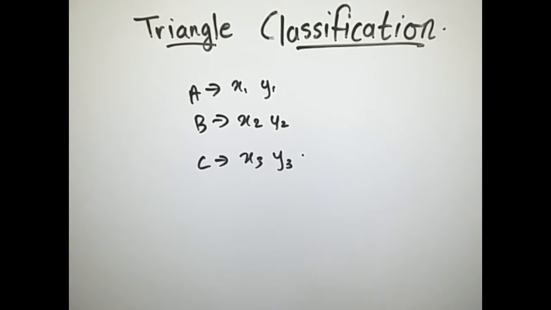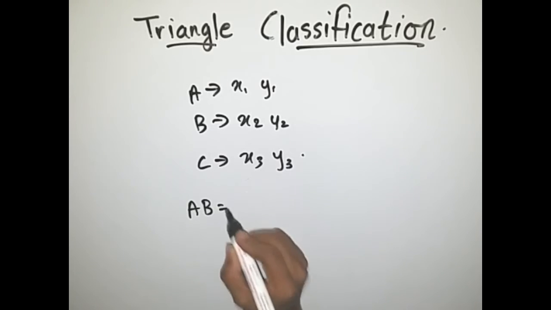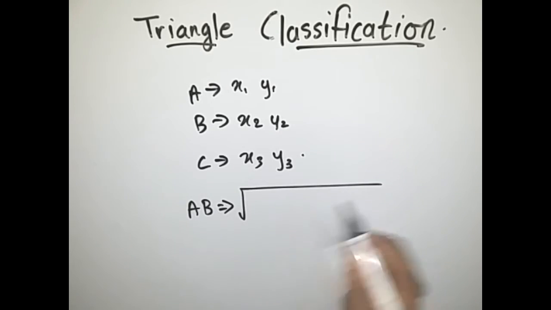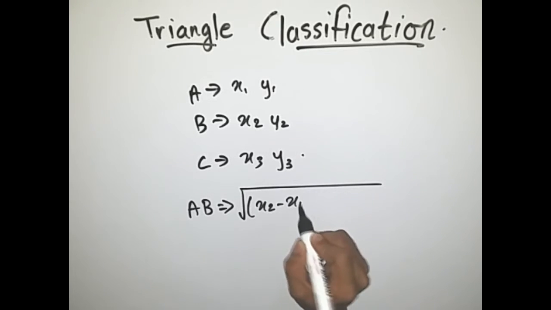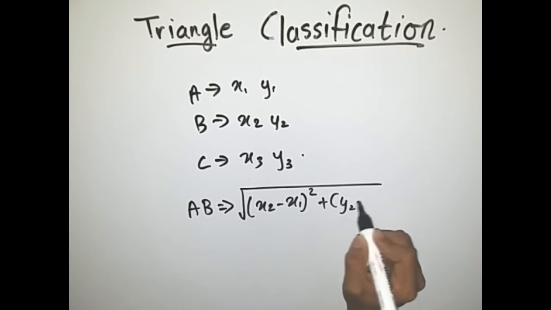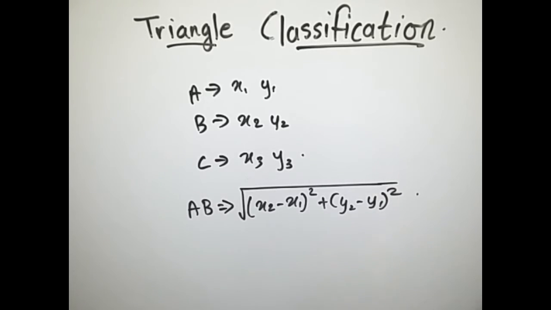The main thing that we have to do is use the distance formula. As the points are given, we can always find out the length of each and every side by using the distance formula. So the length of AB would be root of (x2 minus x1) the whole square plus (y2 minus y1) the whole square. So in this case what we have to do is just find the distance of all the sides, and once we get the distance, then we can easily identify whether the triangle is scalene or isosceles.